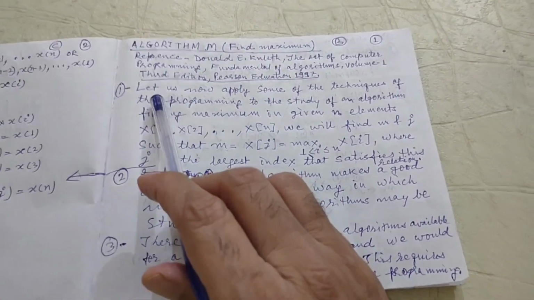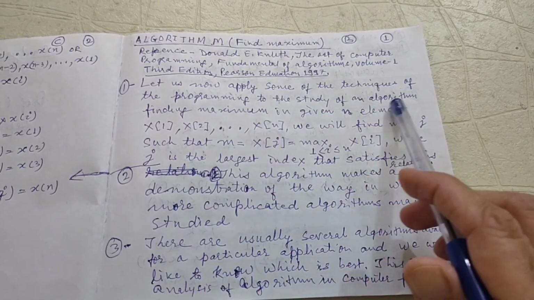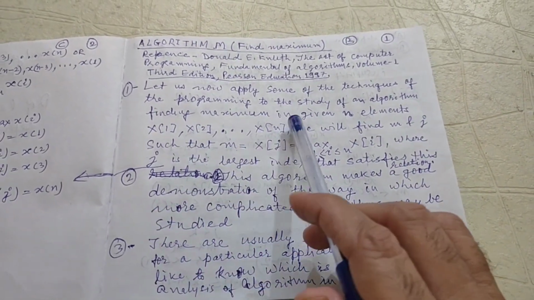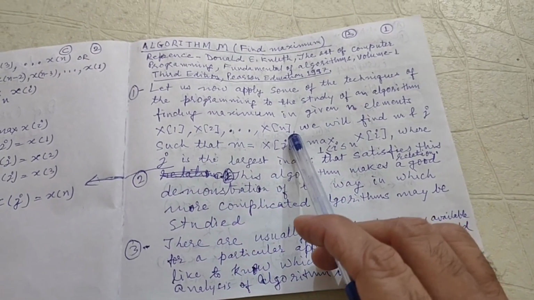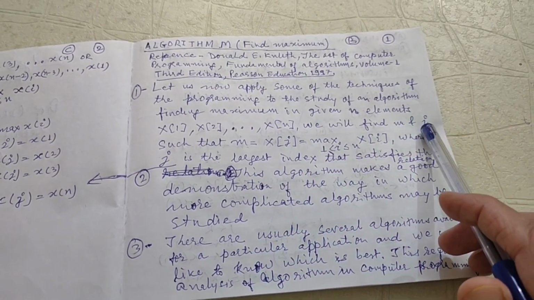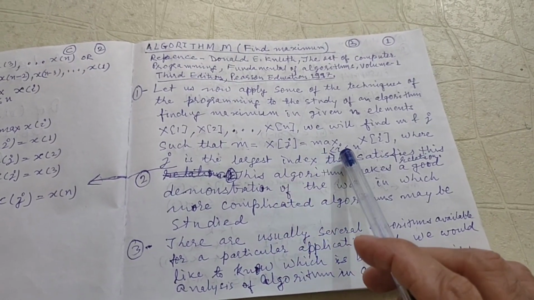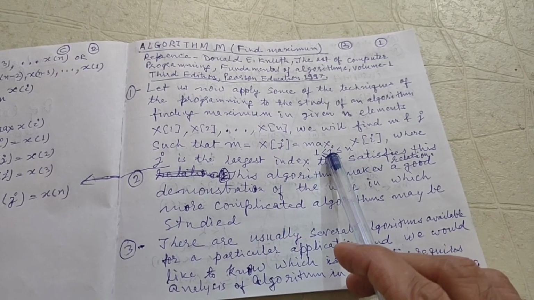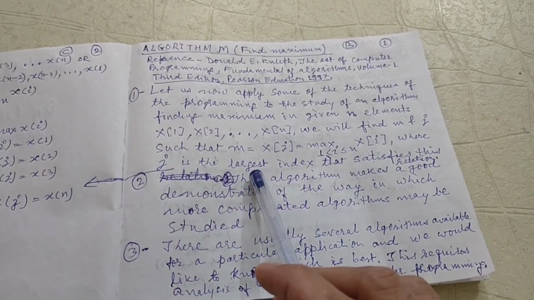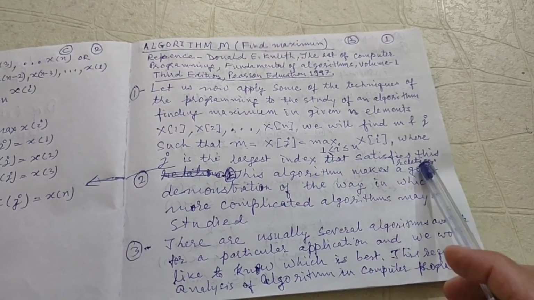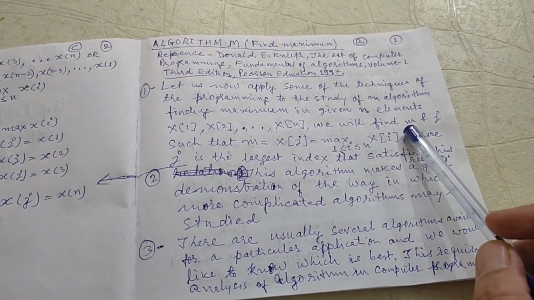First, let us now apply some of the techniques of programming to the study of an algorithm for finding the maximum in given n elements x1, x2 up to xn. We will find m and j such that m is equal to xj is equal to the maximum of xi for i from 1 to n, where j is the largest index that satisfies this relation. What we have to find out? We have to find m and j.